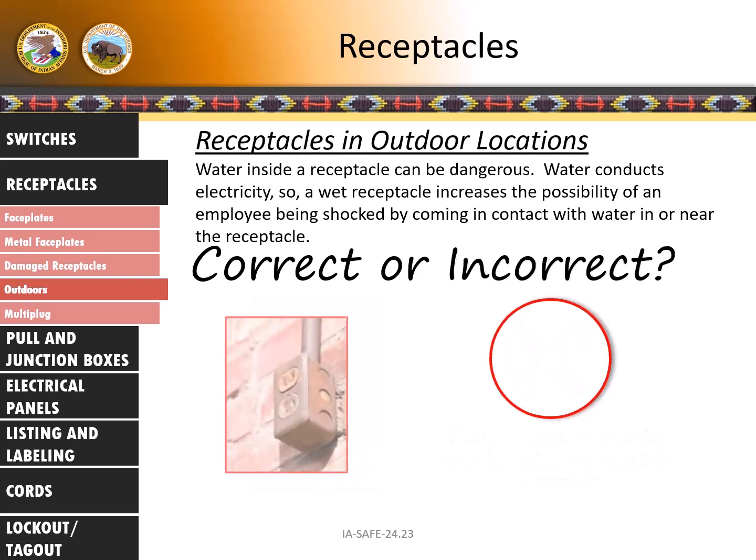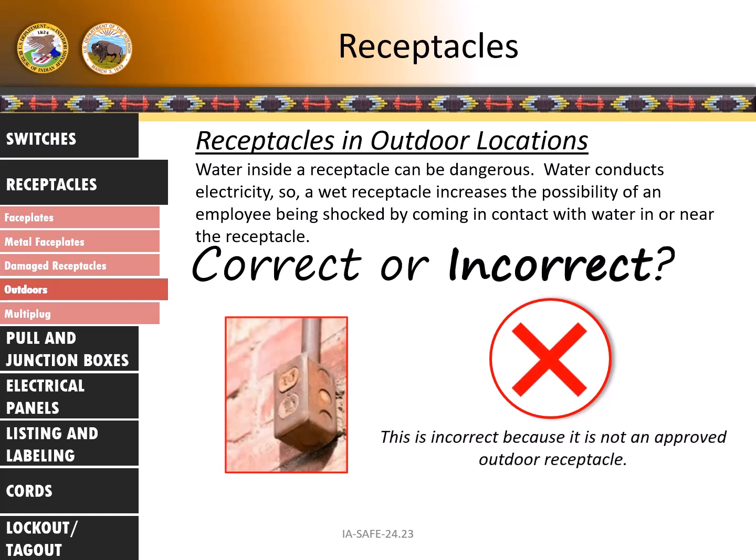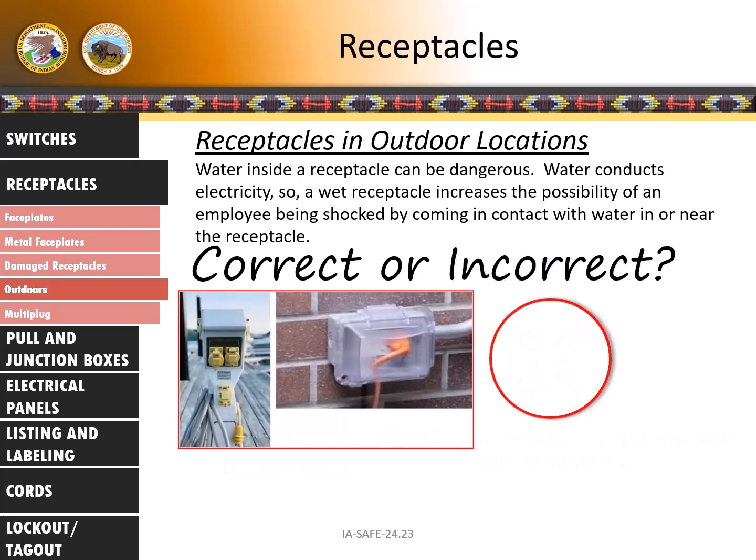Is this example correct or incorrect? This is incorrect because it is not an approved outdoor receptacle. Are these examples correct or incorrect? These are examples of correct installations.